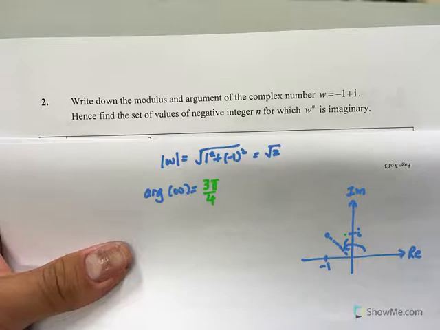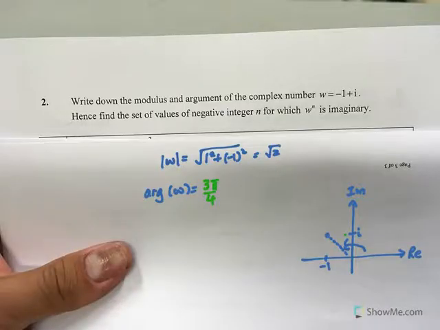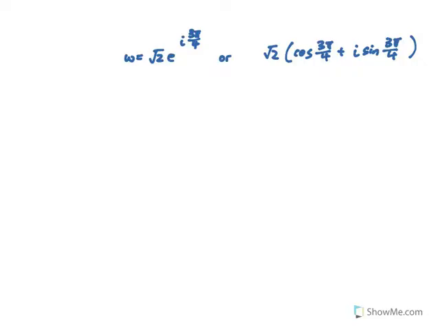Right, so if this is our w, we know that w can also be written in this form, which is just the square root of 2 e to the power of i 3 pi over 4. Or if you write it in polar form, this is just the square root of 2 cosine 3 pi over 4 plus i sine 3 pi over 4. Right, so now they are talking about finding w to the n. So we need to know how w to the n looks like.